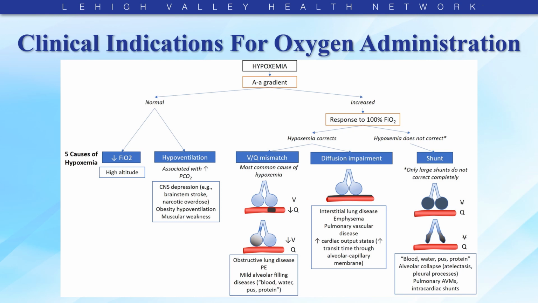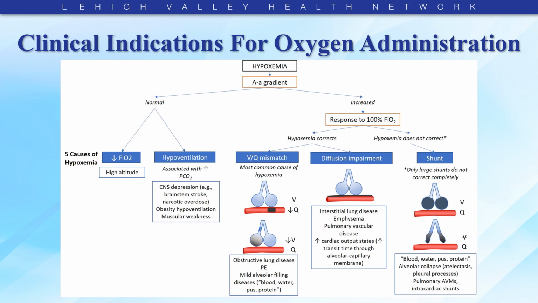So PO2 could be 50 on 8 liters. You put them on 70%, the PO2 is 200. Why? Because Henry's law says the greater the gradient between two pressures, the greater the driving pressure to get across an obstruction. And then the last thing that does not respond to oxygen is a shunt.